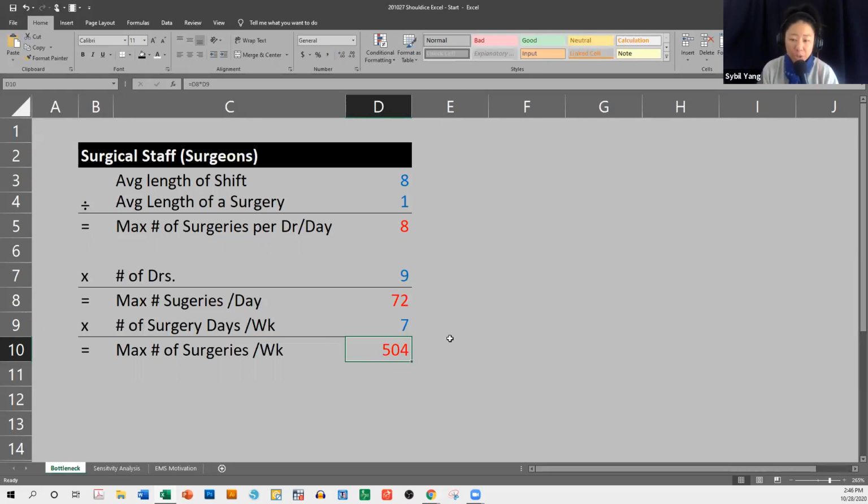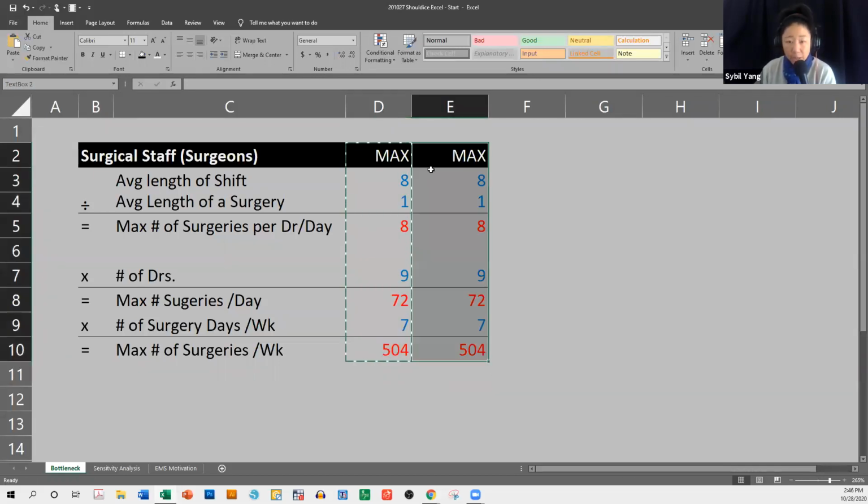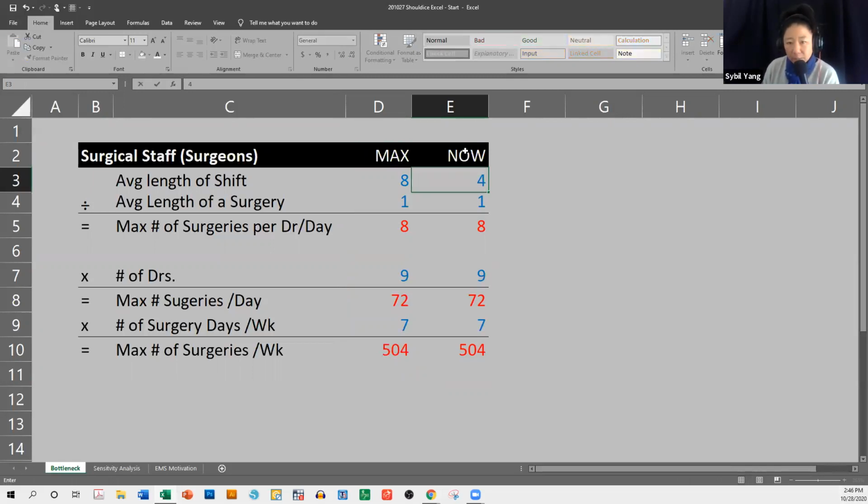At the most, how much capacity to do surgeries do our surgeons have? So that'll be the 504. Okay. So I'll just say at max. And then what I'm going to do is create another version. I'm going to paste. So max, and then I'm just going to say now.